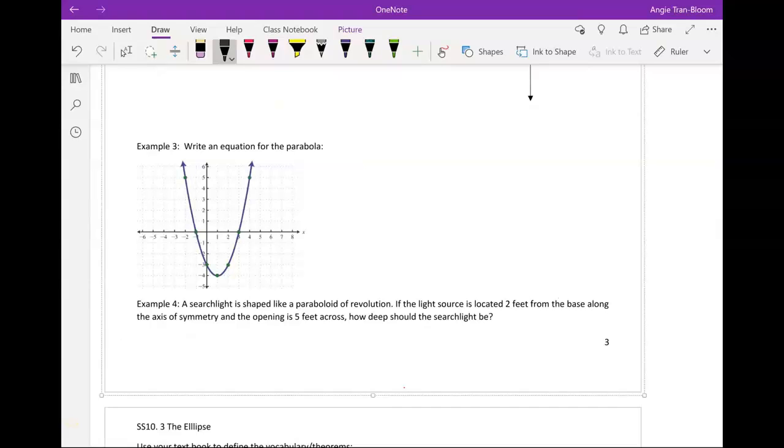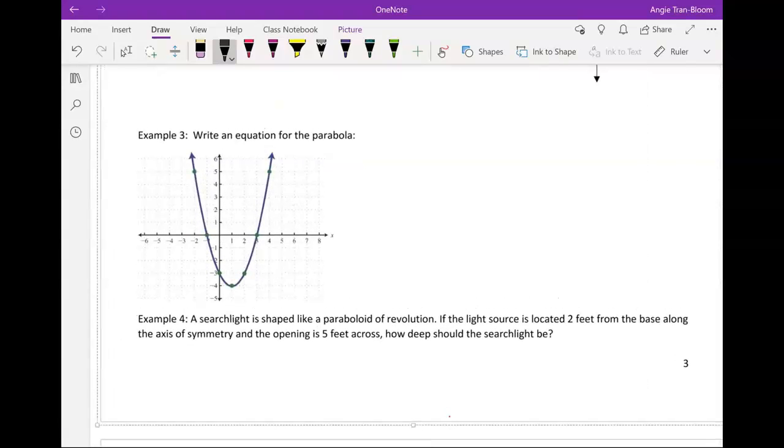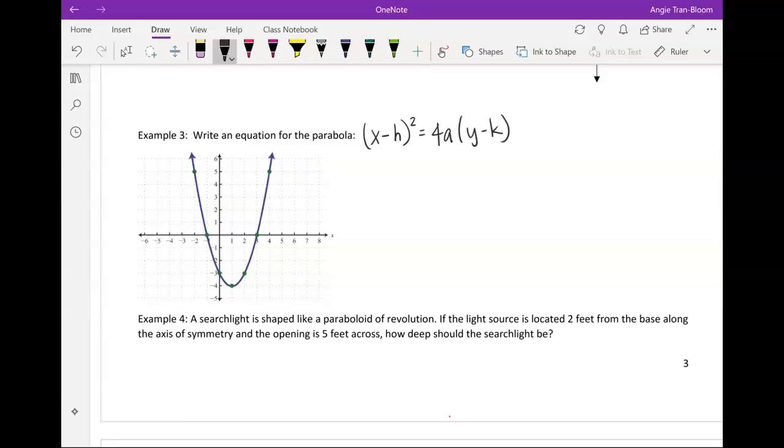Example 3 of 10.2, write an equation for the parabola. First, if you look at this parabola, we know it opens up, so right away I would write the equation out, so by the time you are asked to take an exam, it's already in your memory. And let's identify the vertex. This vertex is 1, comma, -4, so I can fill that in right away. Your h is 1, your k is -4. So (x minus 1) squared equals 4a times (y minus -4). Two negatives make a positive.